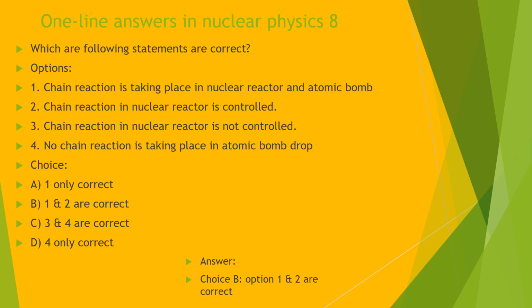Options 1 and 2 are correct. Option 1: chain reaction takes place in a nuclear reactor and an atomic bomb. There is always a chain reaction. One neutron is released and that neutron bombards another nucleus, and again a neutron is released. Like that it goes on. In the second statement, the chain reaction in a nuclear reactor is also controlled. It is controlled by using cadmium rods or boron rods, which absorb the extra neutrons coming out.